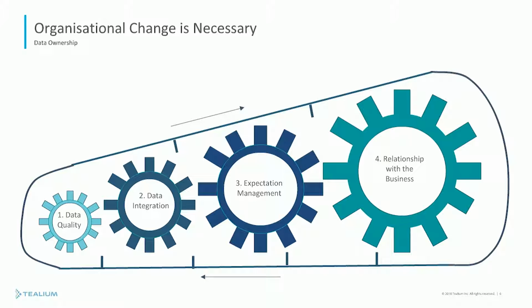So for instance, if you are an online retailer and you just have first-party data at hand, it is very necessary that you have good expectation management. Number 4 is the relationship with the business in the end. So all 4 points have to go together really well. Otherwise, you will not succeed. And therefore, I think organizational change is necessary because somebody has to take care of the 4 action items: data quality, data integration, expectation management, and also take care of the relationship with the business itself.